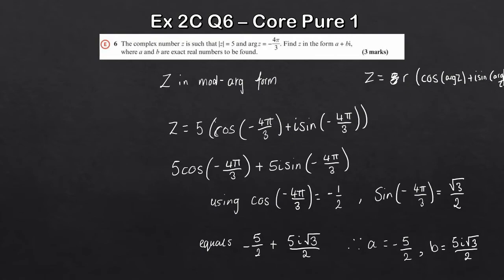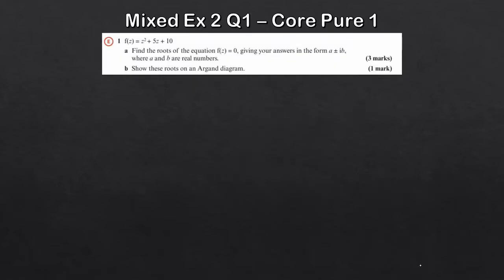Okay, so again, not a particularly challenging question, just making sure you're aware of the key concepts going from the modulus and the argument here at the beginning of the question to Mod-Arg form, and then just simplifying to get the complex number. Okay, so hopefully that's okay. Where a and b now are our exact real numbers.